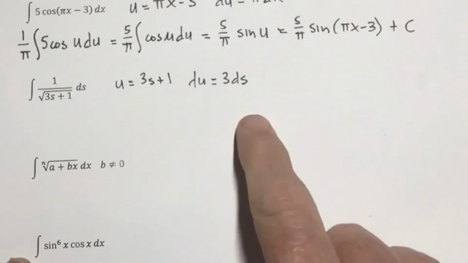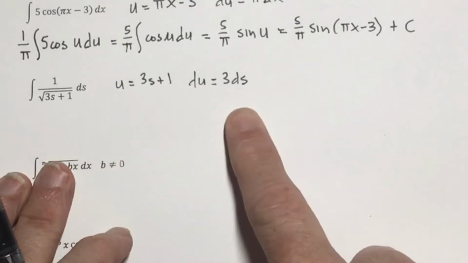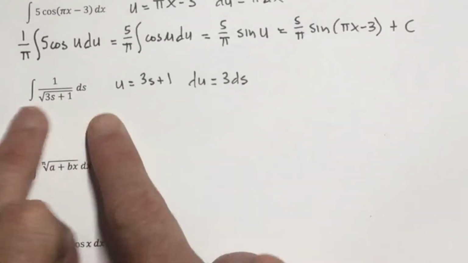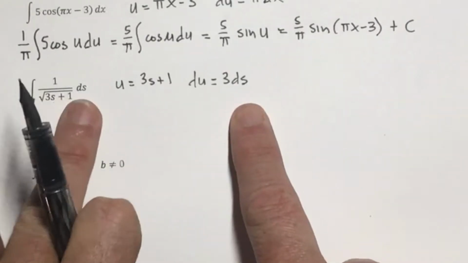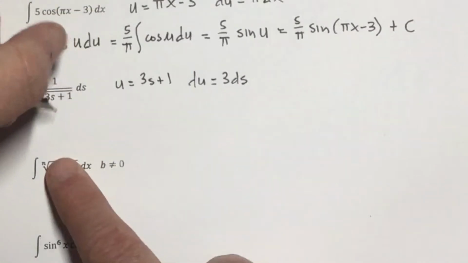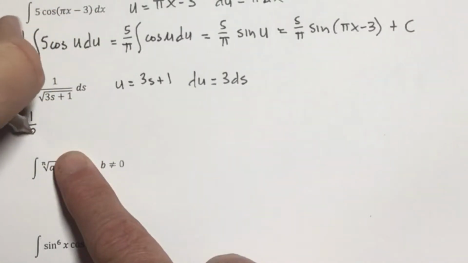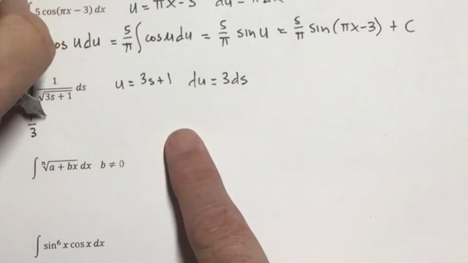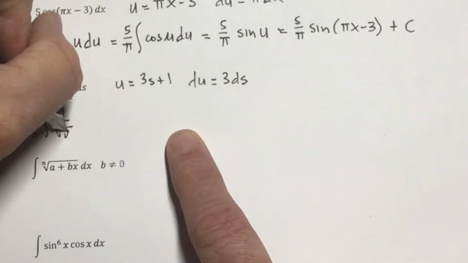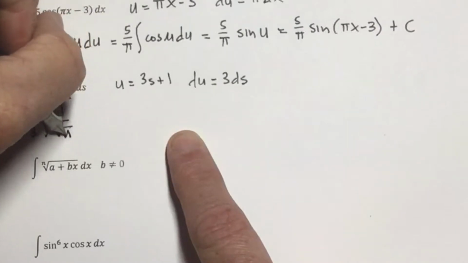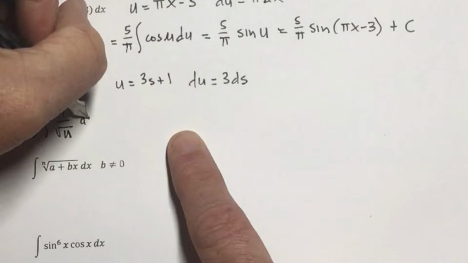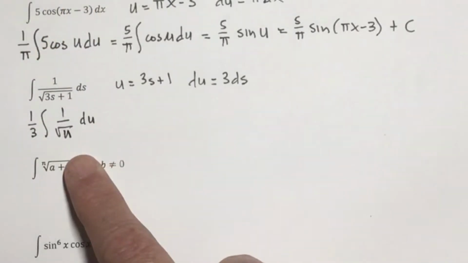So once again, if I'm going to use this as my u substitution, I have to have everything accounted for in my du that's in my original. And I have a ds, there's a ds, that's good. Now I don't have a 3, but again, because 3 is a constant, I can put that out front. So this becomes 1/3, that accounts for the 3. The integral of 1 over root u du. And there you are.